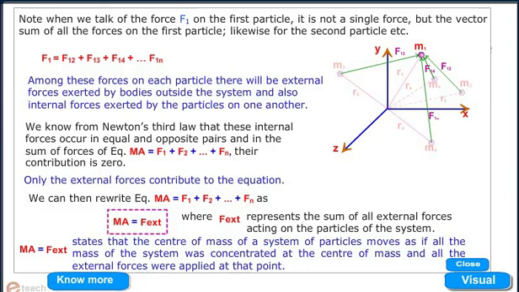We can rewrite the equation Ma equals F1 plus F2 and so on up till Fn as Ma equals F external, where F external represents the sum of all external forces acting on the particles of the system. Ma equals F external states that the center of mass of a system of particles moves as if all the mass of the particles was concentrated at the center and all the external forces were applied at that point.